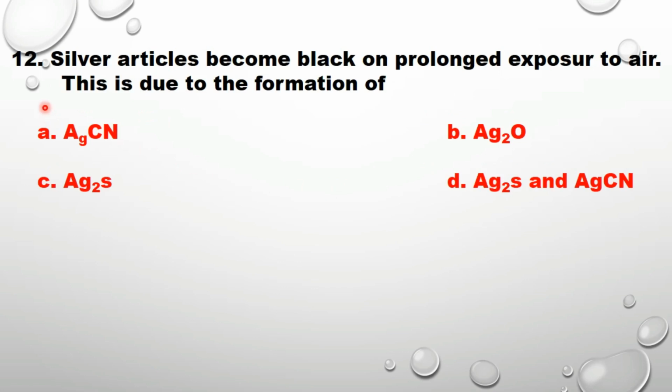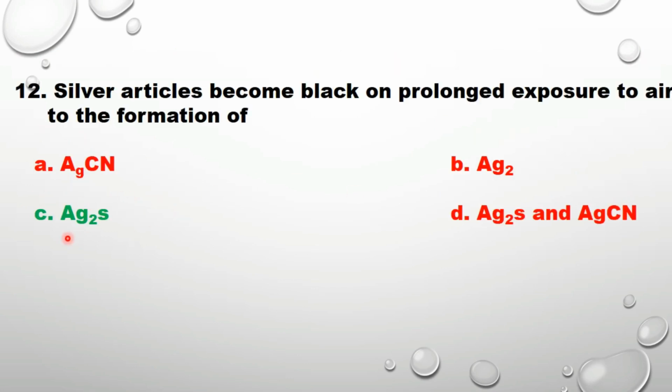12th. Silver articles become black on prolonged exposure to air. This is due to the formation of option A silver cyanide, option B silver oxide, option C silver sulphide, option D silver sulphide and silver cyanide. And the answer is option C silver sulphide. Due to the formation of silver sulphide, the silver articles become black. Let's see another question.